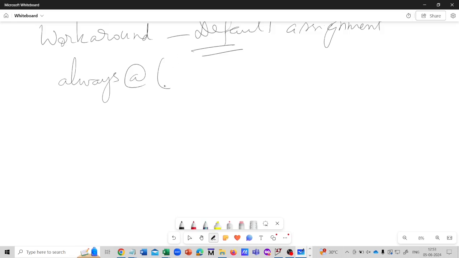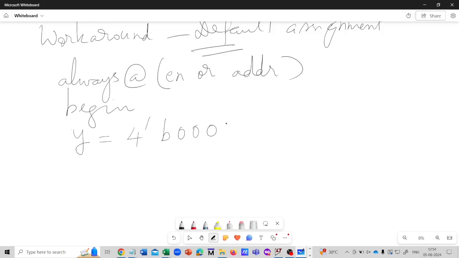So what exactly is the default assignment? Let us again rewrite the code. Again, we start with always at enable or address. Begin. Before we get on with the case statement, we make a default assignment. We say that y, the vector y, is a 4-bit vector. It is 0. All the 4 lines of y are 0. This is the default assignment.